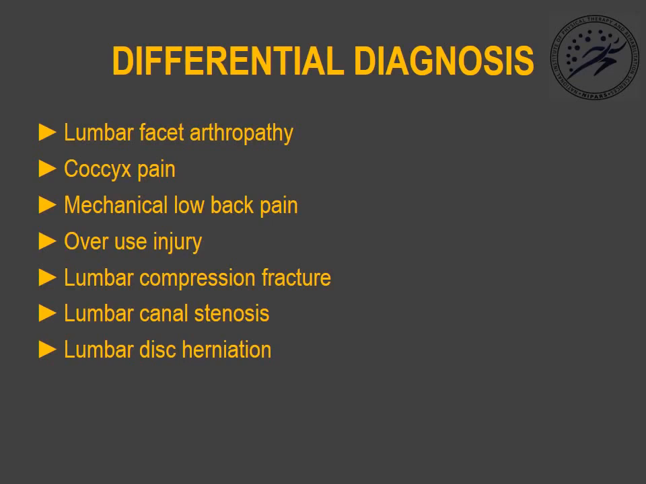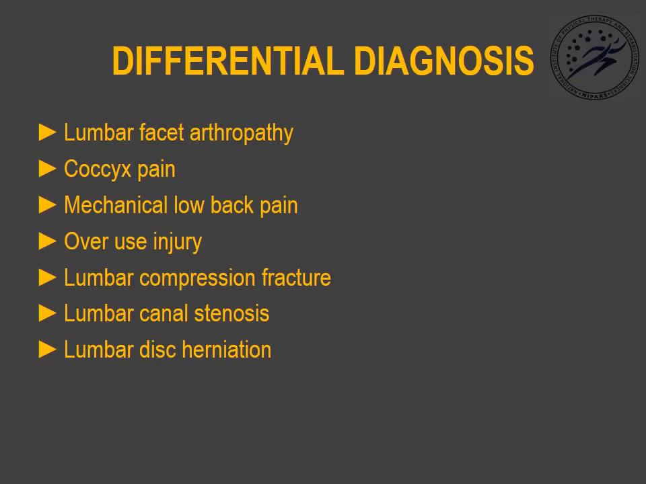Then overuse injury resulting from repeated extension and rotation of the spine. Symptoms can include pain, muscle spasm and stiffness. The pain often goes away within 4 weeks without any treatment. Then lumbar compression fracture. It is characterized by intact middle and posterior columns with compression and loss of height of the anterior column.